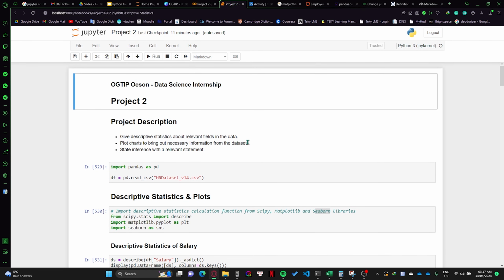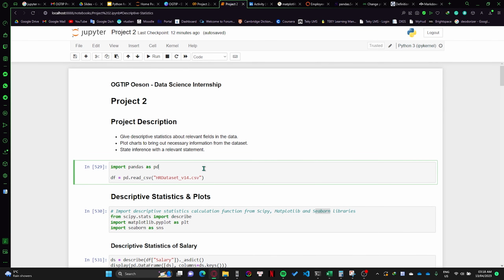And for this project, I need to give descriptive statistics about relevant fields in the dataset. I also need to plot charts to bring out necessary information from the dataset as well. And finally, I need to state my own inference with a relevant statement.